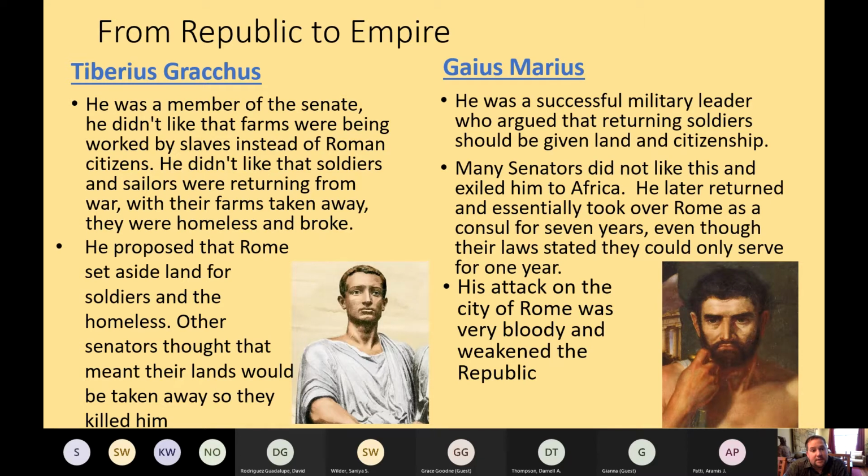So Tiberius, he was a member of the Senate, and he didn't like the fact that farms were being worked by slaves instead of Roman citizens. And he didn't like that soldiers and sailors were returning home from war with their farms being taken away, and they were homeless and broke. So he champions and makes a name for himself because he wants Rome to set aside land for soldiers and the homeless. But other senators thought that this meant their power would be threatened, and so they end up just killing him.